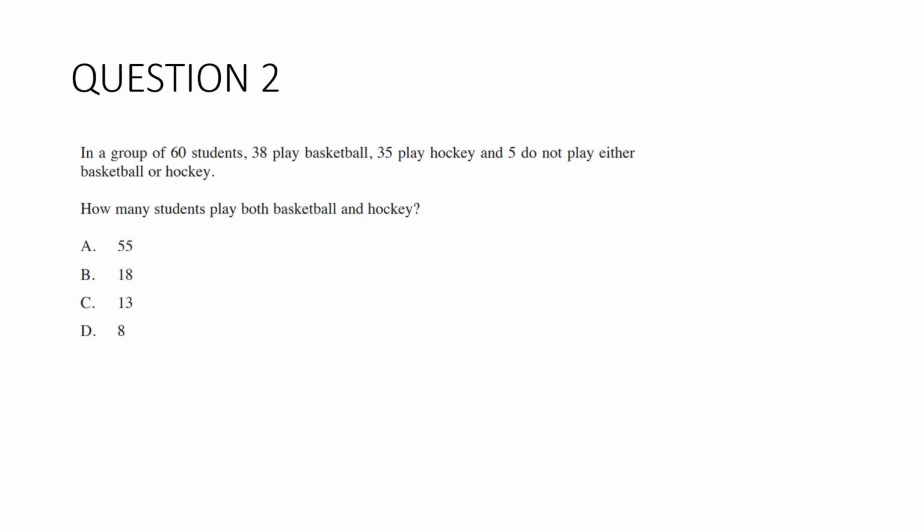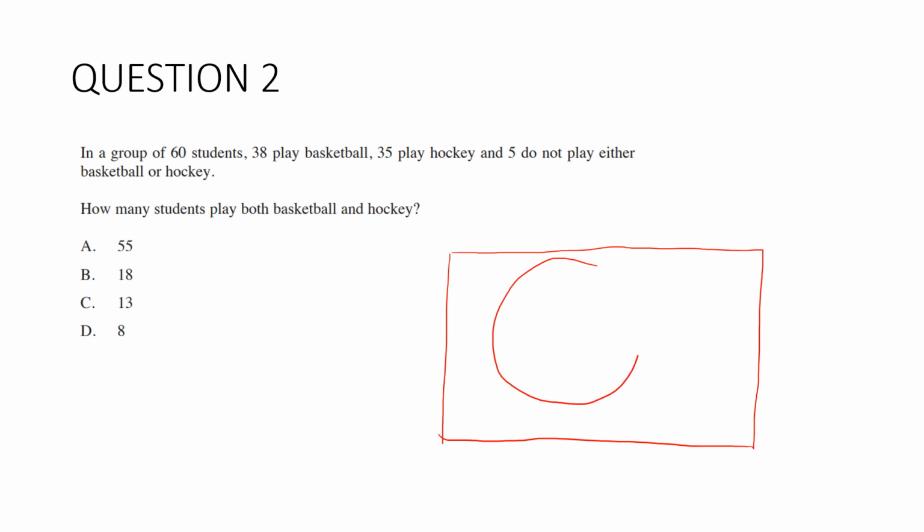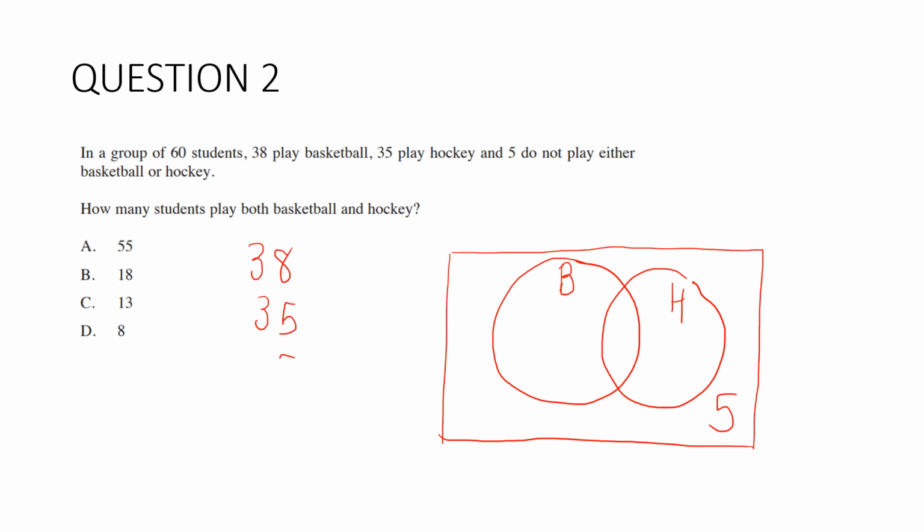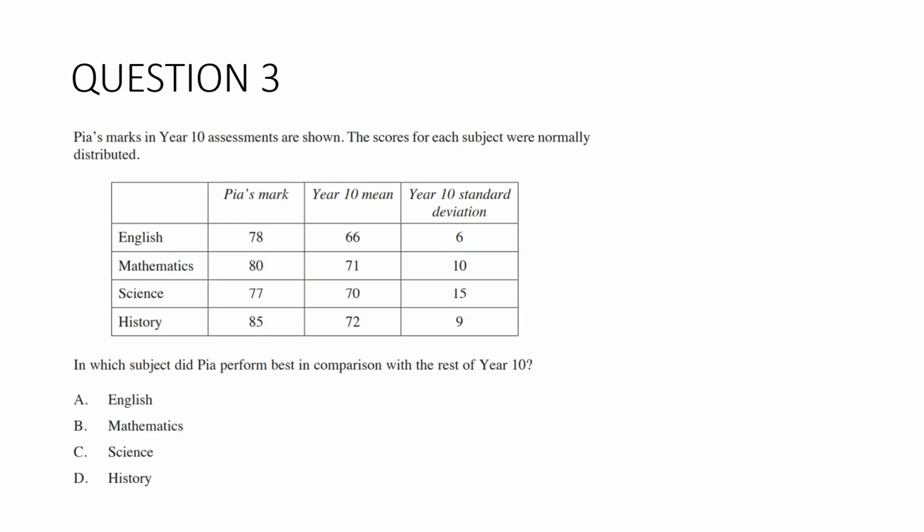Question 2. In a group of 60 students, 38 play basketball, 35 play hockey, and 5 play neither basketball nor hockey. The easiest way to do this is to add up the 38, the 35, and the 5 and see how much in excess of 60 we are, because that's going to be the overlap. So that's 78, and 78 take away 60 is 18. So there's 18 students in here, and they're the students that play both basketball and hockey. The answer is B.